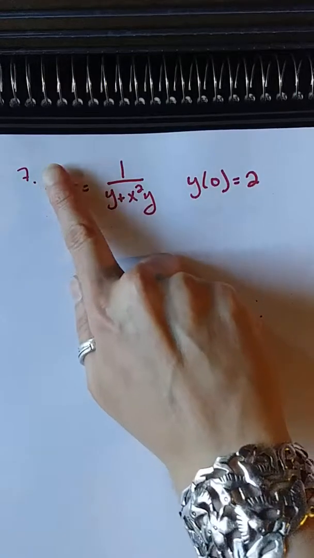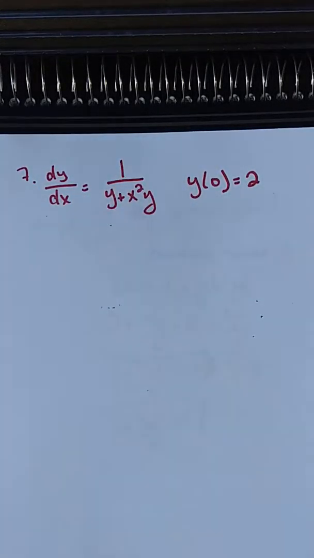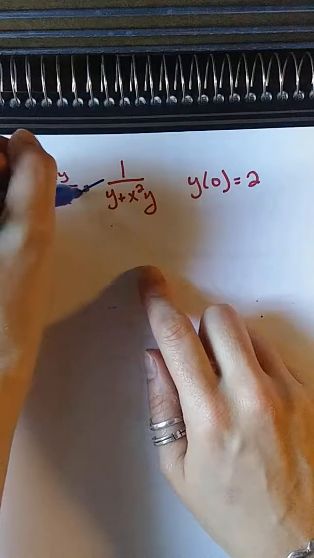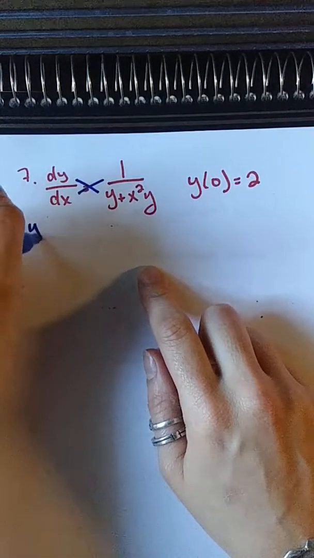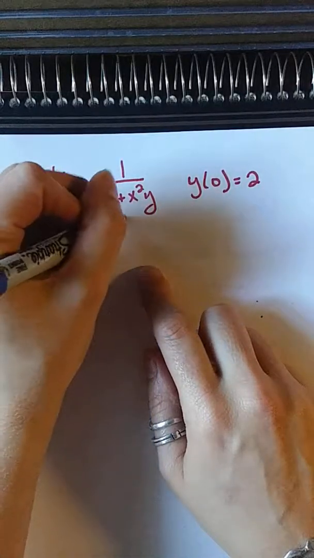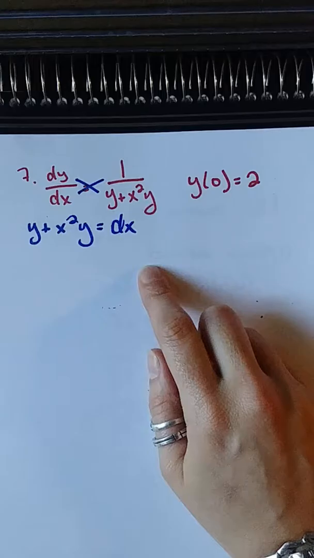So I'm going to cross multiply. That's going to be my first jump here. It is possible to skip that step and go straight to separating variables with some factoring, but we're getting kind of ahead of ourselves there. So I'm just going to break it down into each step. We're going to start by cross multiplying. I'm going to end up with y plus x squared y equals dx.